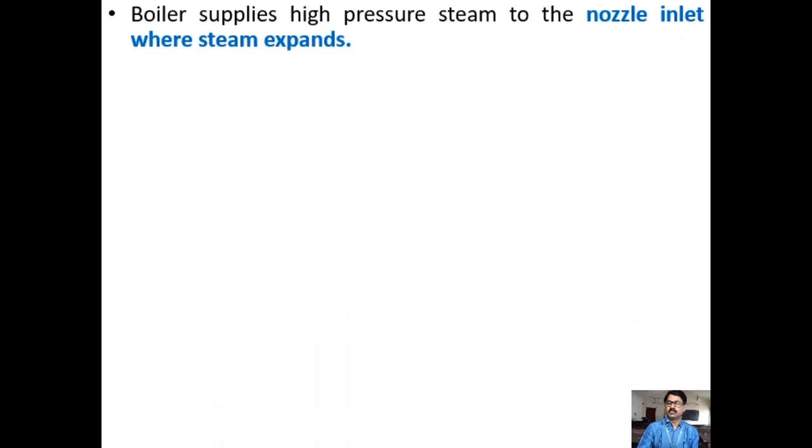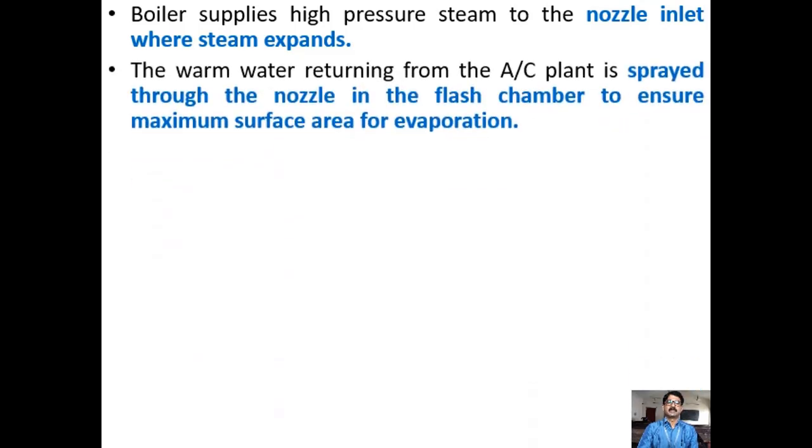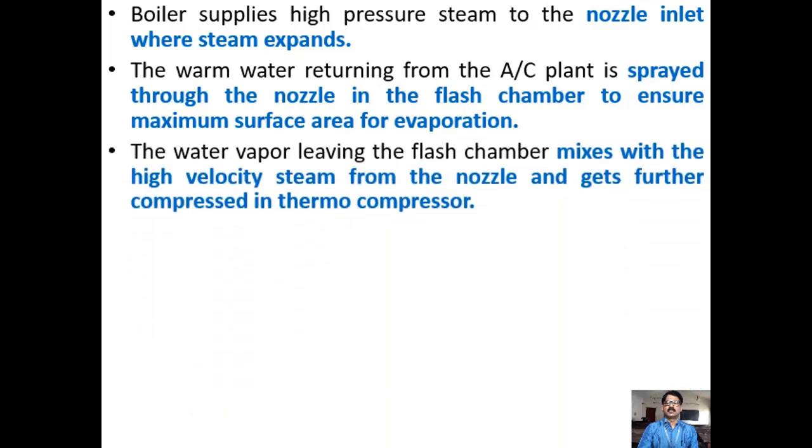Okay, these are the few points about the steam jet refrigeration system. The boiler supplies high pressure steam to the nozzle inlet, where steam expands. The warm water returning from the AC plant is sprayed through the nozzle in the flash chamber to ensure maximum surface area for evaporation. The water vapor leaving the flash chamber mixes with the high velocity steam from the nozzle.